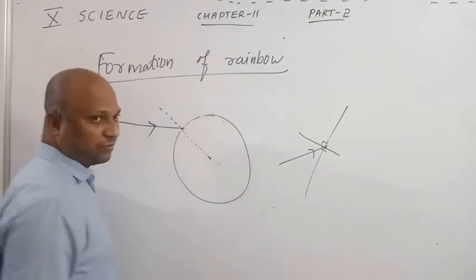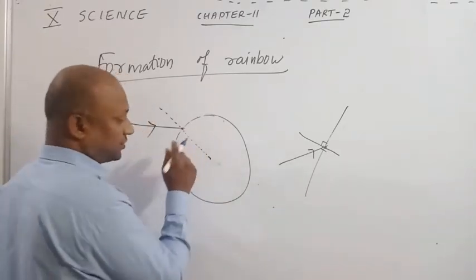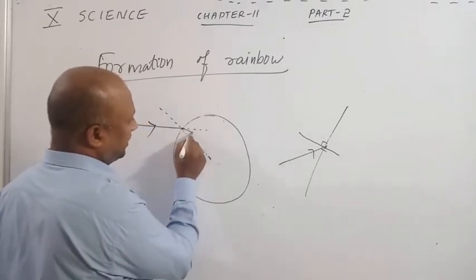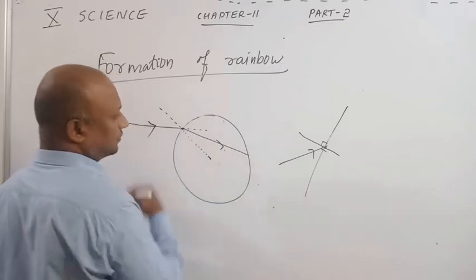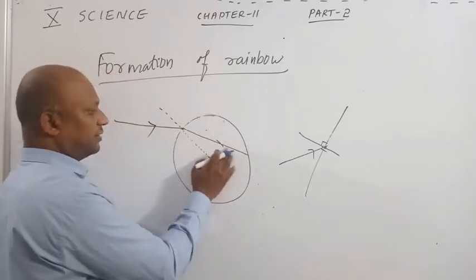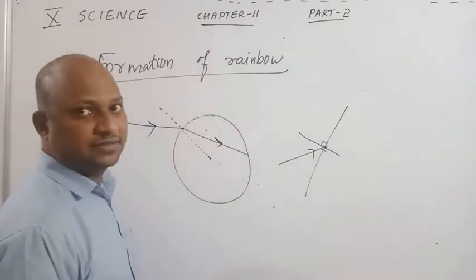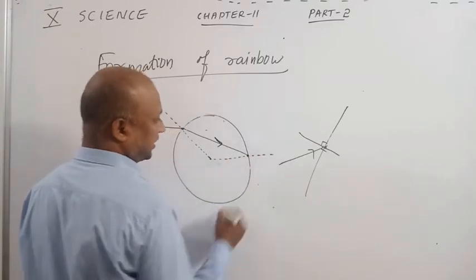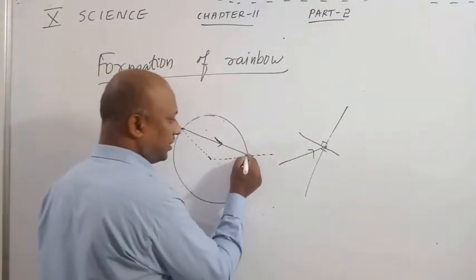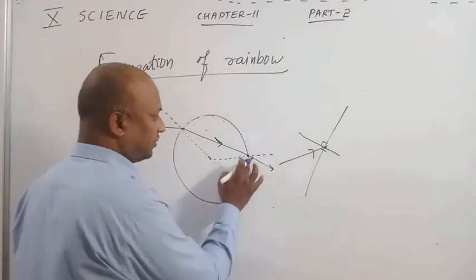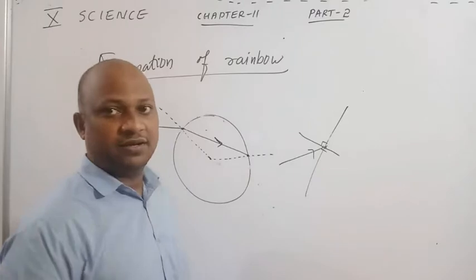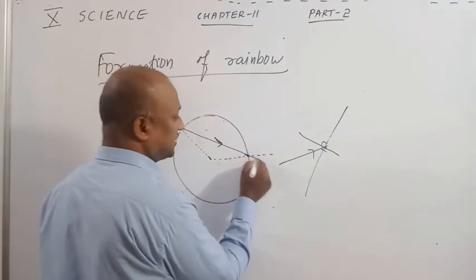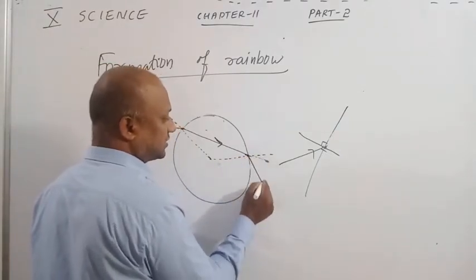It bends towards the normal because it goes from air to water, so rarer to denser medium. So it should go like this, but it bends towards the normal. And then at this particular point, again you can draw the normal, meaning radius is a normal. So it must go like this outwards, but we know that when a ray of light passes from a denser medium to a rarer medium, it bends away from the normal. So instead of going like this, it bends away, like this.